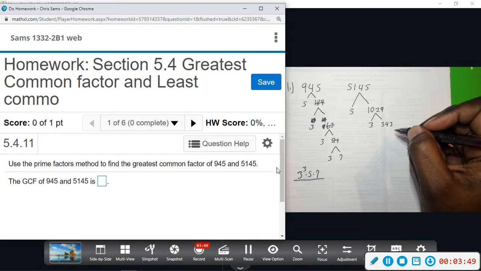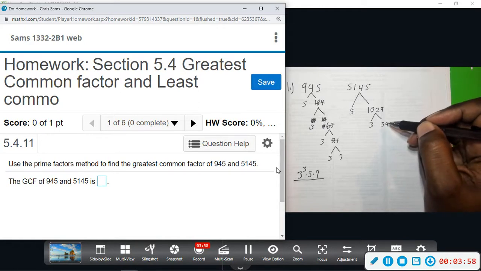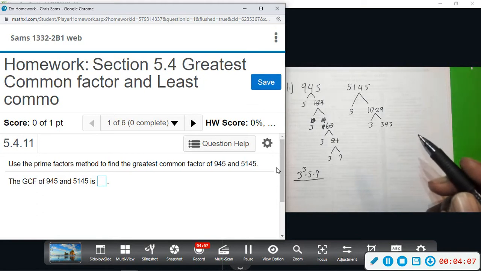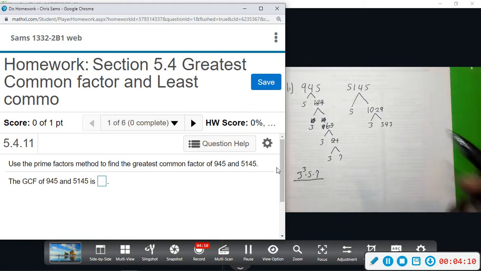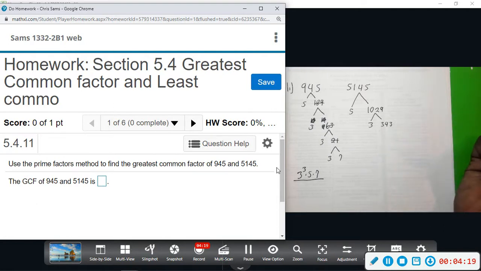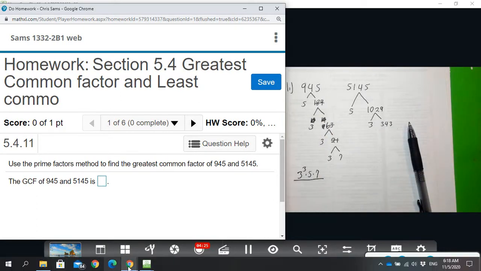343, is that a perfect square? I know 18 squared is 324. It's not a perfect square. I don't believe that number's prime. So let me see. Not divisible by 2, 3, 4, 5, 6. Maybe it's divisible by 7. I have to check. Let's see. I'm going to use this little calculator. I guess I minimized it.